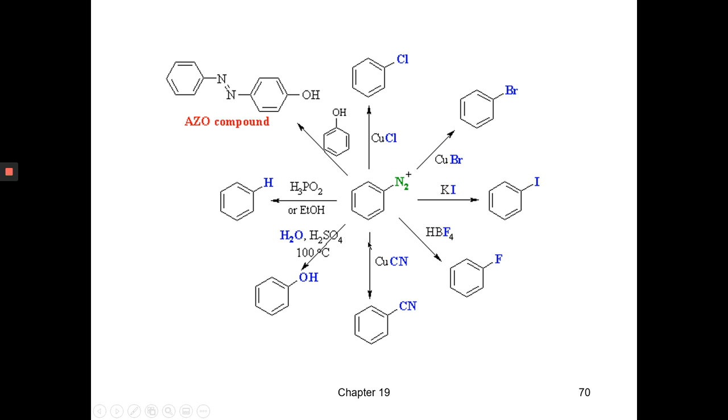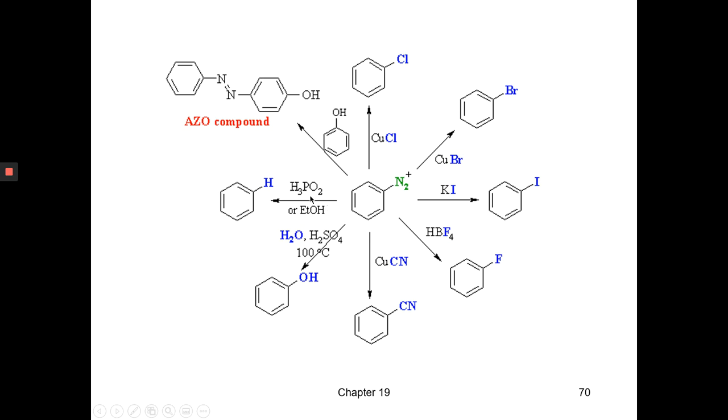All right, if we heat our diazonium salt with dilute acid, say water and sulfuric acid, we can replace this diazonium group with a hydroxyl group. We get a phenol. Okay, and again, we didn't have a good way of producing a phenol by electrophilic substitution.